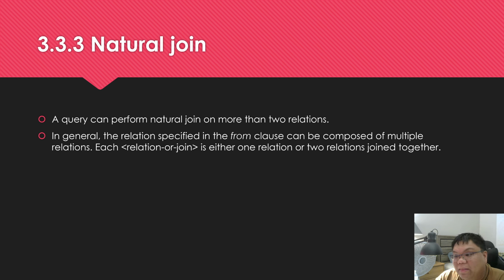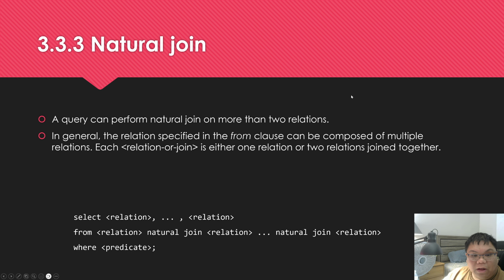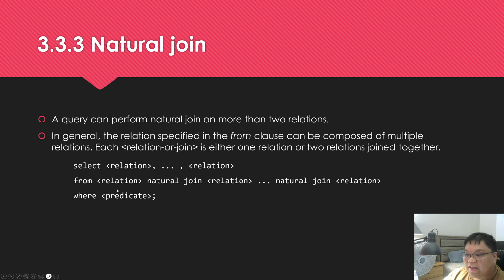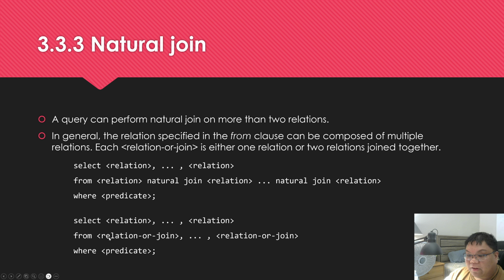A query can perform natural join on multiple relations. In general, the relations specified in the from clause can be composed of multiple relations. Each relation or join is either one relation or two relations joined together. So we can do relation, natural join, relation, or we can do relation or join, comma, relation or join, comma, relation or join. It means, in other words, we can mix or match Cartesian join and natural join.